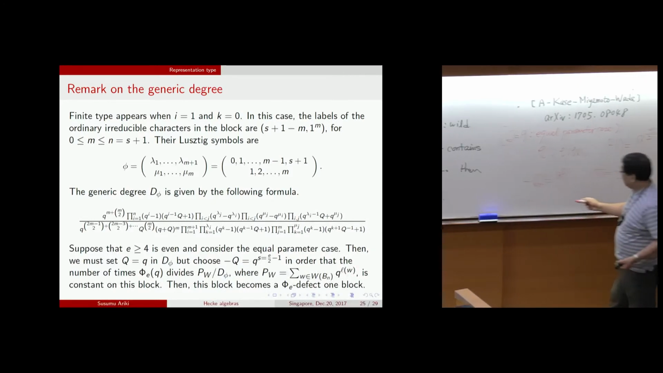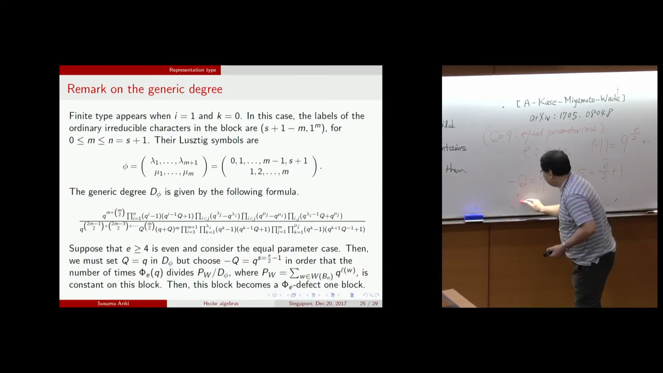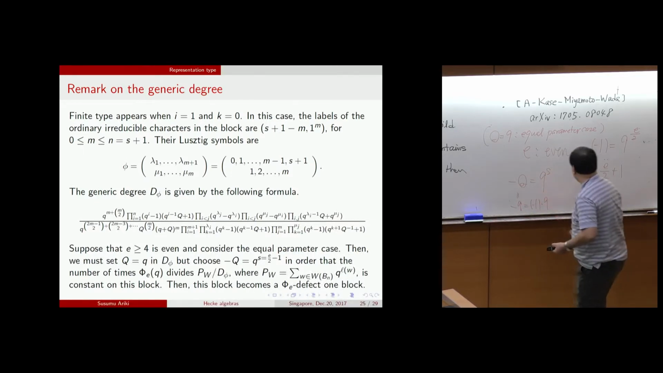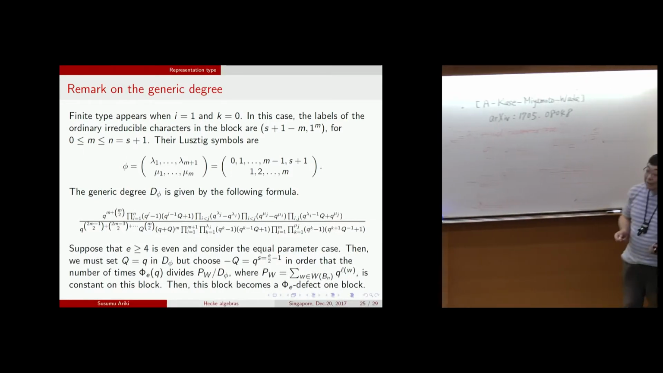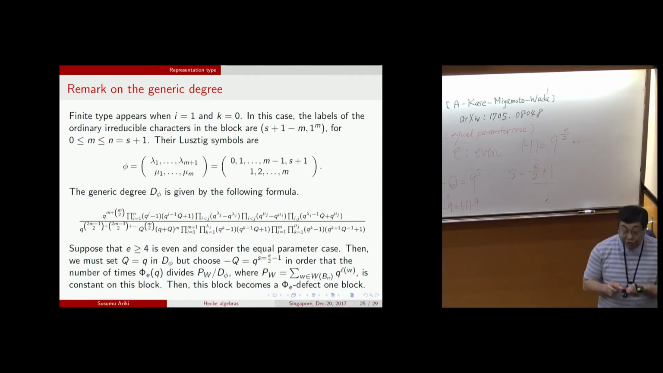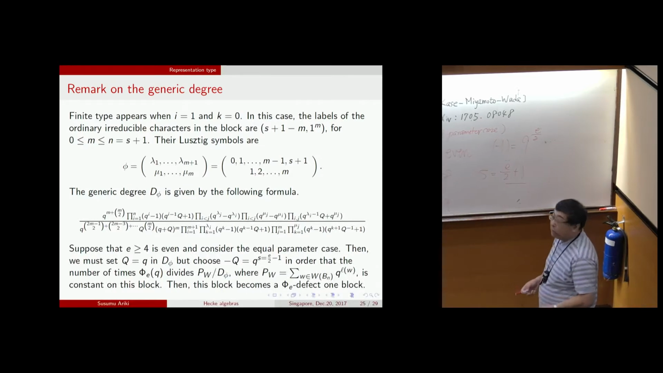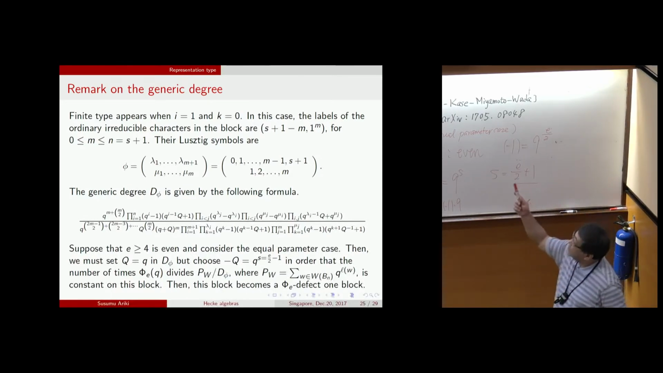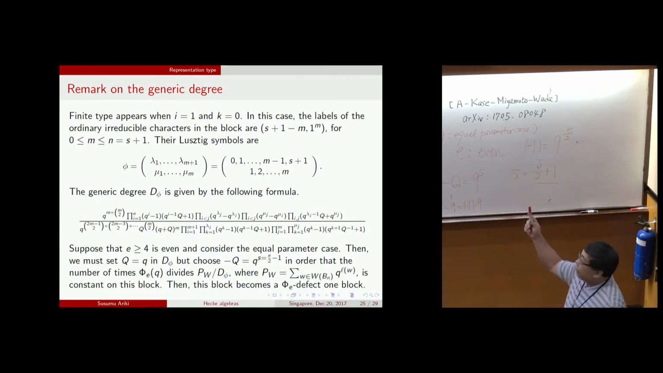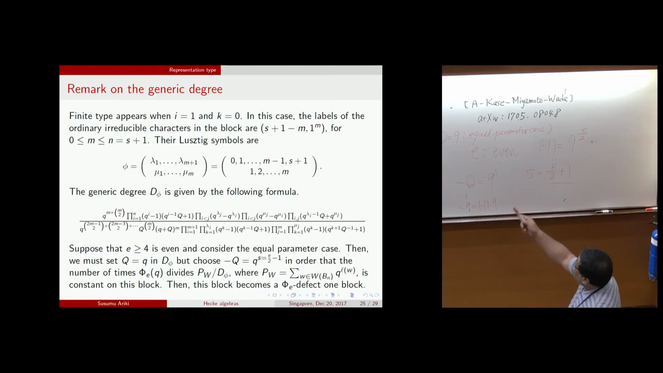Okay, so then this is minus Q. So this is minus 1 times Q. So the natural guess would be this, right? But this doesn't work. If we use this and compute the generic degrees, then this phi defect is not constant on the block.